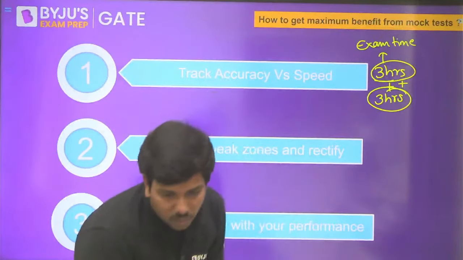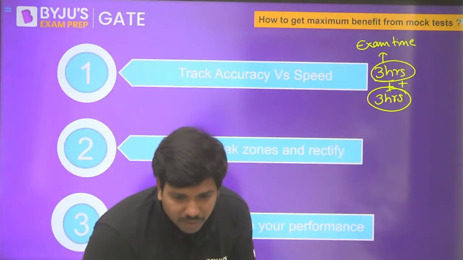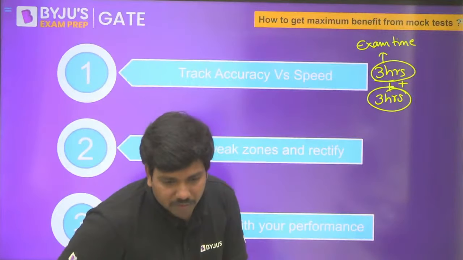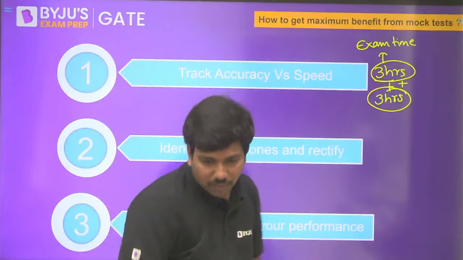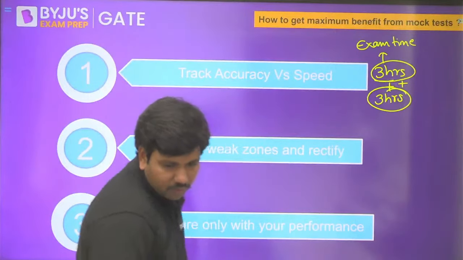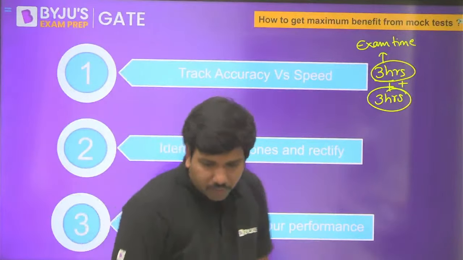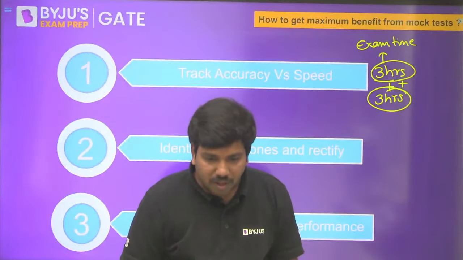Right. So Pramit is asking, sir, how to increase my accuracy? Till now my highest marks are 63. How can I increase this more? Just give me 1 minute.